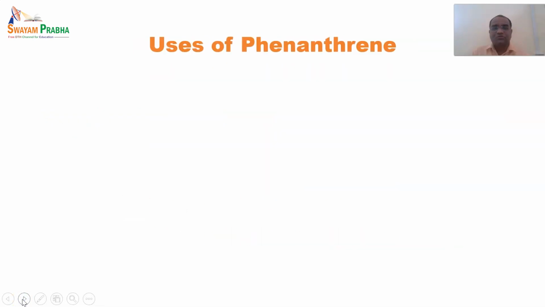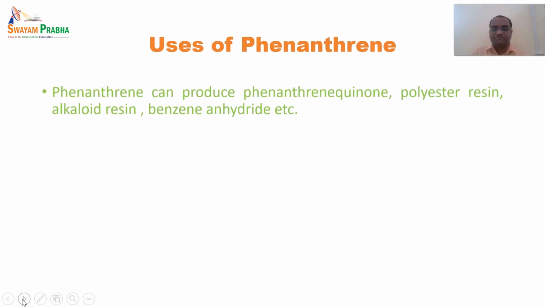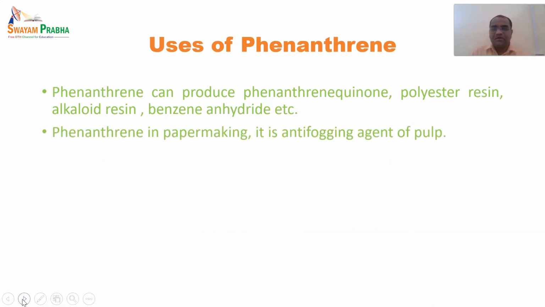Now we'll see the uses of phenanthrene. Phenanthrene can produce phenanthrequinone, polyester resin, alkaloid resin, benzene anhydrides. In paper making, it is an anti-fogging agent of a pulp. Phenanthrene in medicine, it can produce alkaloid.